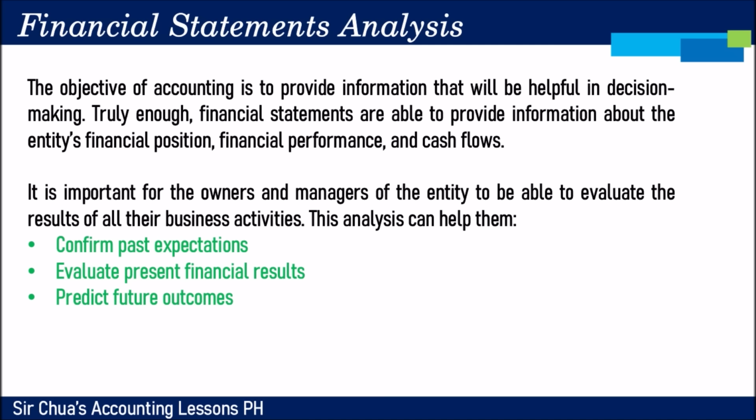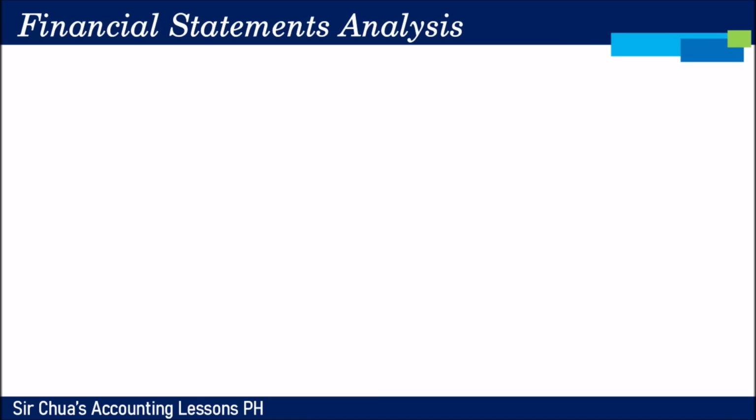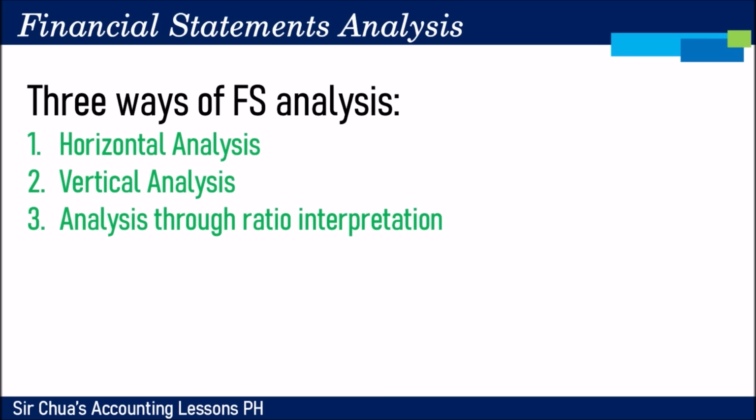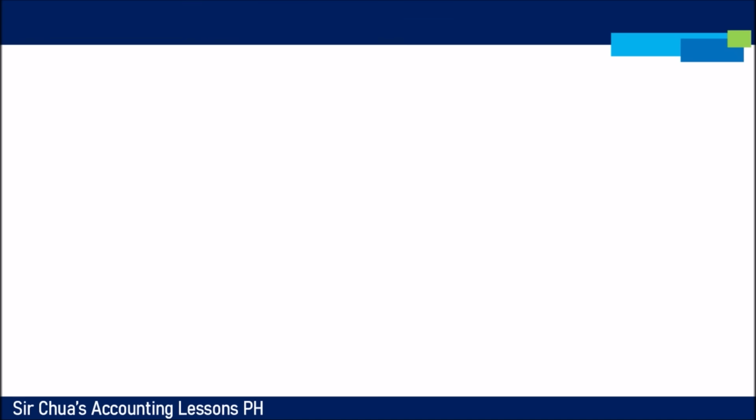It is important for the owners and managers of the entity to be able to evaluate the results of all of their business activities, because this analysis can help them to confirm what happened in the past, evaluate what's happening now, and we can also predict future outcomes. Okay, and remember that we have 3 ways of FS analysis. So in the last lesson, we already discussed number 1 and number 2, and now we're in number 3, the analysis of FS through ratio interpretation.